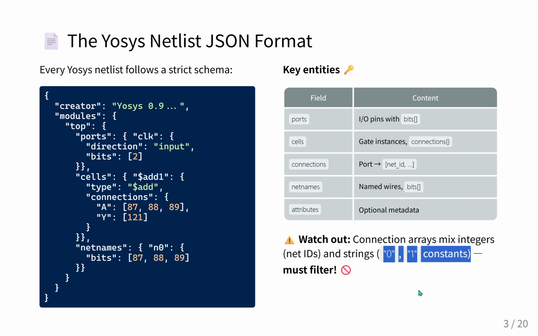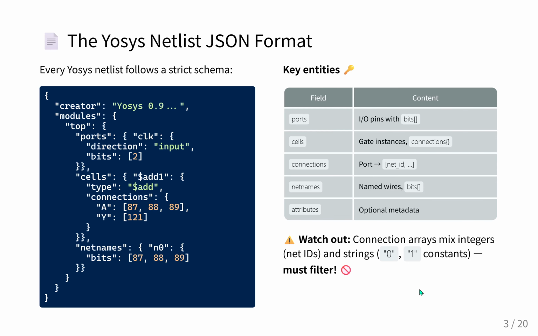Wait, really? So a program is reading down a list, fully expecting a nice sequence of numbers to identify wires, and suddenly it just gets slapped in the face with a piece of text. Pretty much. If a parser isn't built to expect that, it's going to crash immediately. Why does Yosys even put strings in there if they aren't wire IDs? Because those strings represent tied-off signals. Tied-off signals. Meaning what exactly?